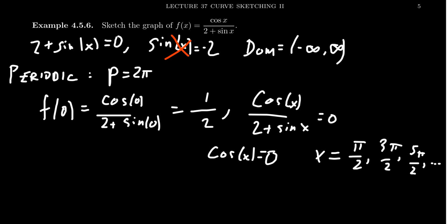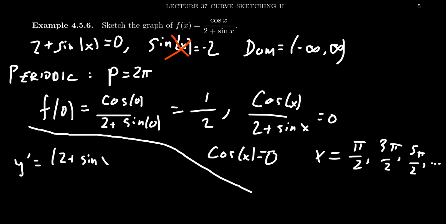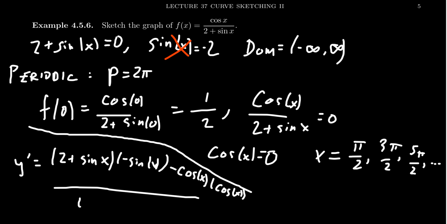Let's calculate the first derivative by the quotient rule. You can see the quotient rule is our best friend in this section. By the quotient rule, we get 2 plus sine of x times the derivative of cosine, which is a negative sine. Do make sure you put parentheses there so you make sure that you're taking the correct multiplication and you don't accidentally subtract it. Then minus cosine, oh, I should have planned ahead here, times the derivative of 2 plus sine, which is a cosine. And this all sits above 2 plus sine x squared. Don't multiply out the denominator.